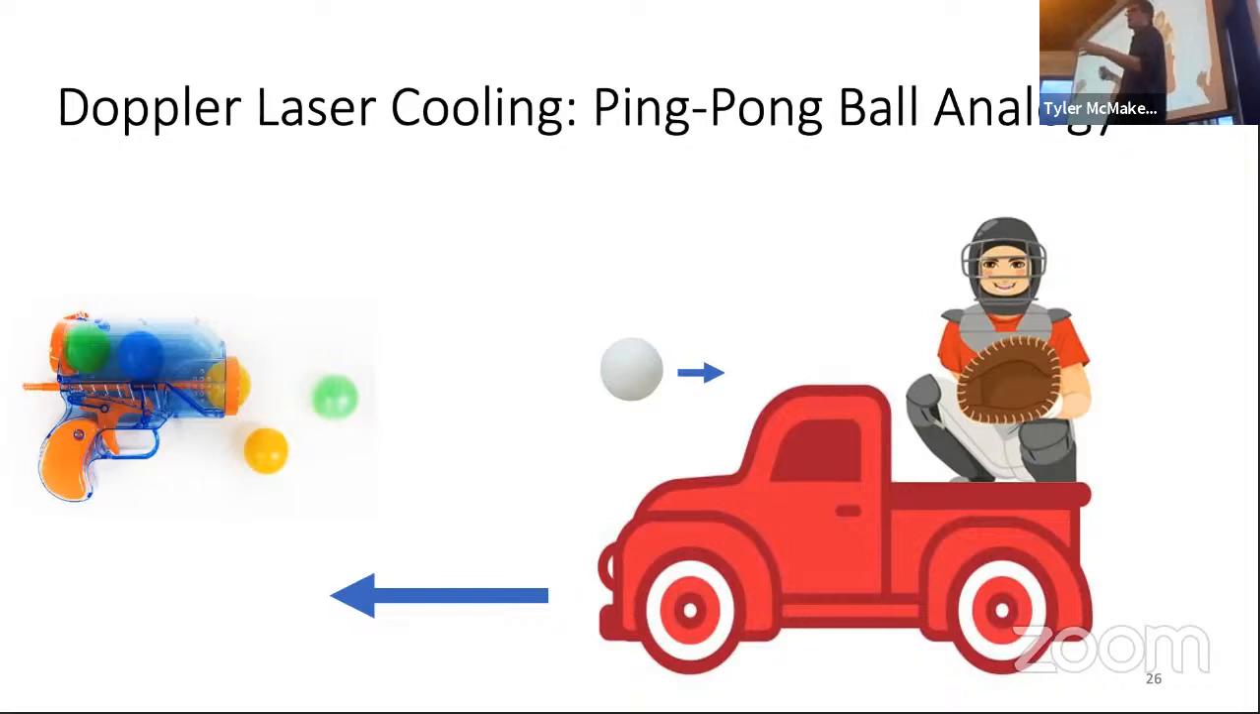It's going to take many events of this in order to slow down the truck. But that's okay, because the actual catcher in this case is an atom and the actual ping pong balls are photons. And so this process can happen hundreds of thousands of times a second.